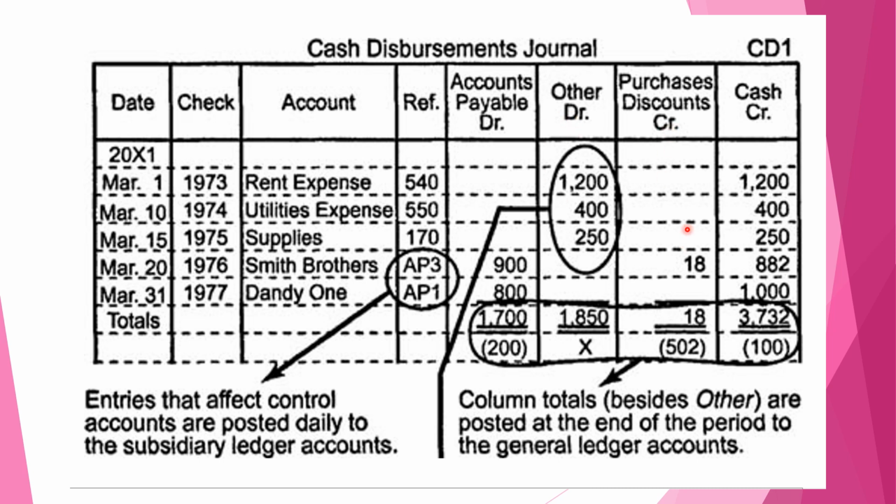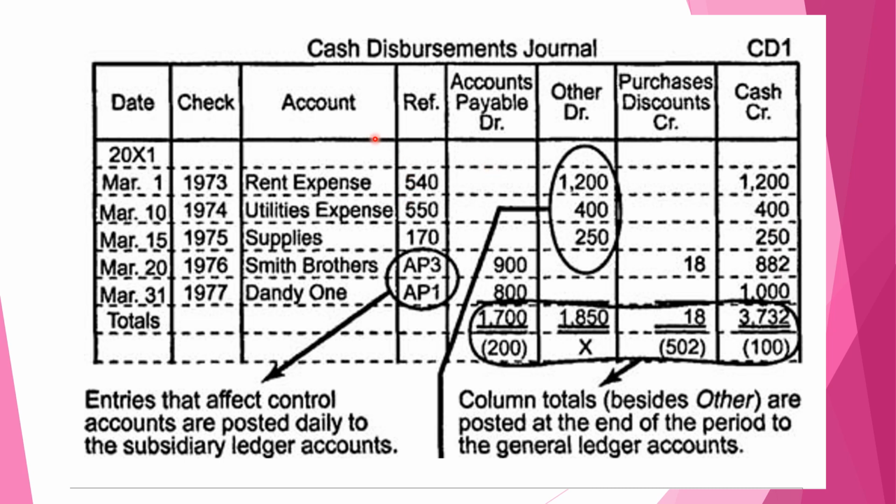So don't be confused here. For example, last March 20, you paid 900 pesos. You have a payable in the amount of 900 pesos to Smith Brothers. But since you have a purchase discount worth 18 pesos, the cash you paid is only 882 pesos.